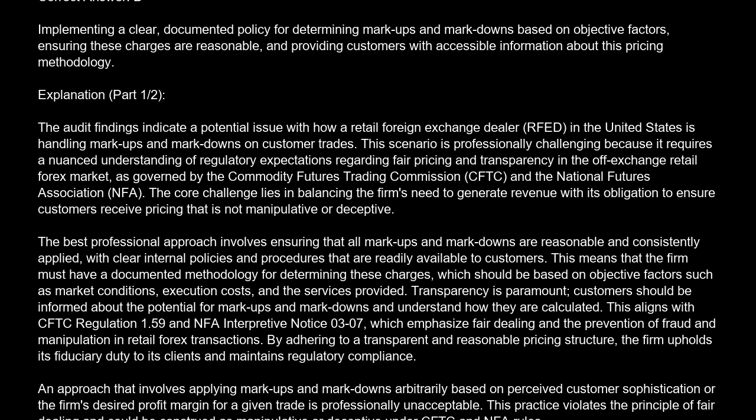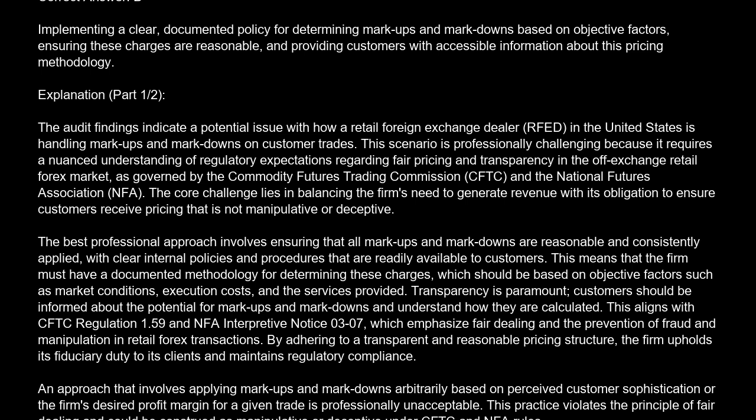This means that the firm must have a documented methodology for determining these charges, which should be based on objective factors such as market conditions, execution costs, and the services provided. Transparency is paramount. Customers should be informed about the potential for markups and markdowns and understand how they are calculated. This aligns with CFTC Regulation 159 and NFA Interpretive Notice 03-07, which emphasize fair dealing and the prevention of fraud and manipulation in retail Forex transactions.